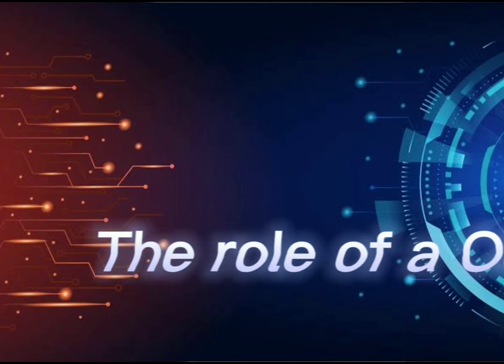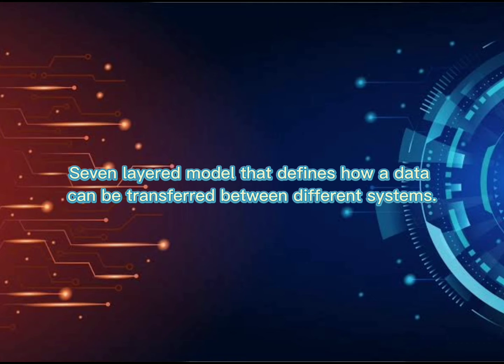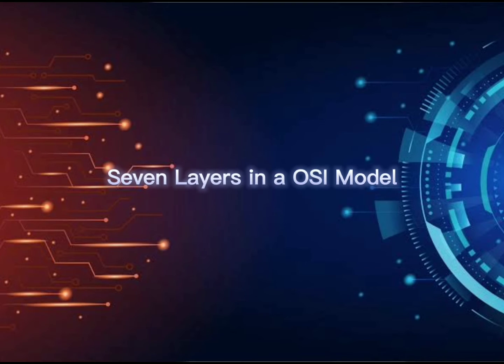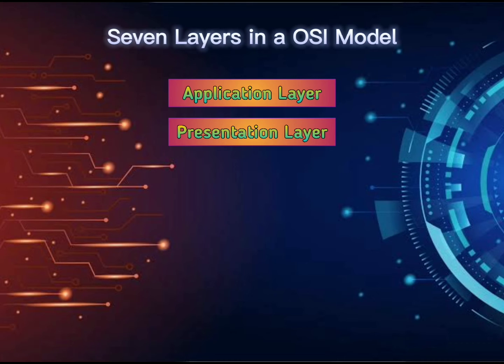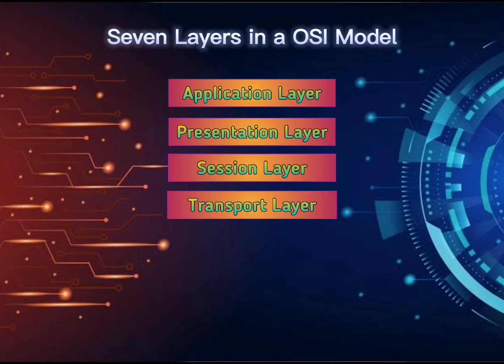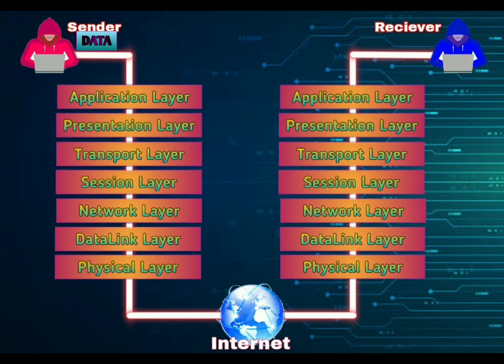Here comes the role of the OSI model, which is a 7-layered model that defines how data can be transferred between different systems. There are 7 layers in the OSI model: application layer, presentation layer, session layer, transport layer, network layer, data link layer, and physical layer. These are for systems with different operating systems. Every layer in the OSI model has a unique work, which we will learn in detail.